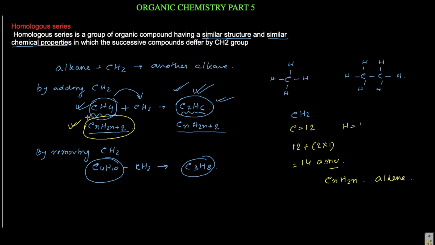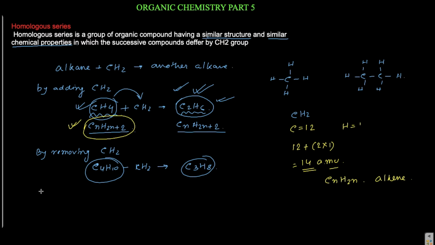Now the physical properties of the members change. Why? Because you know that the molar mass, that is the molecular mass, changes by 14 AMU. Gradually, as you add CH2 to methane, it becomes ethane, then propane, then butane, then pentane, like this. For every addition of CH2, there is an increase of 14 AMU in the molar mass. And if the molar mass increases, then the melting point, boiling point and density of the successive members of the homologous series also increase with the increase of the molar mass.